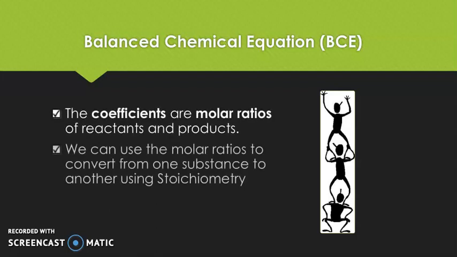The coefficients are molar ratios of the reactants and products, and we can use those ratios to convert from one substance to another in stoichiometry. So back to our example with H2 plus O2 gives me H2O. You would need 2 H2, but only 1 O2, because remember hydrogen and oxygen are diatomics, so they always come in groups of 2. So we can't just have H and O, we have H2 plus O2.